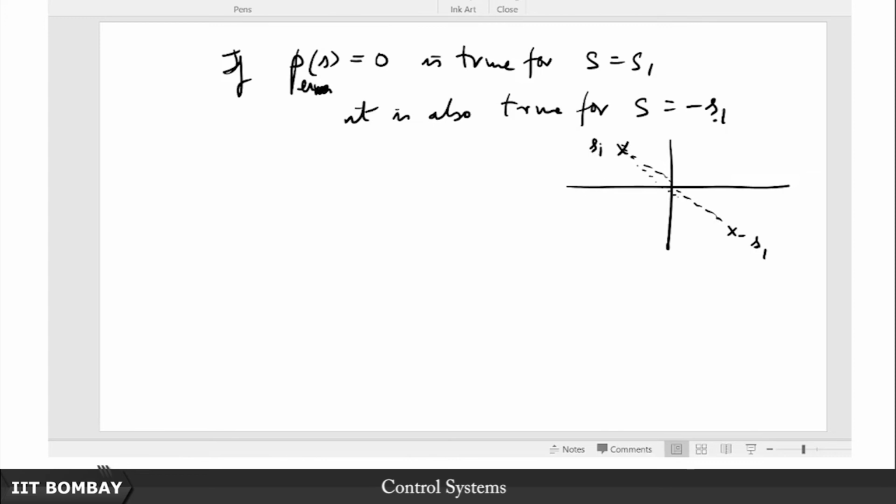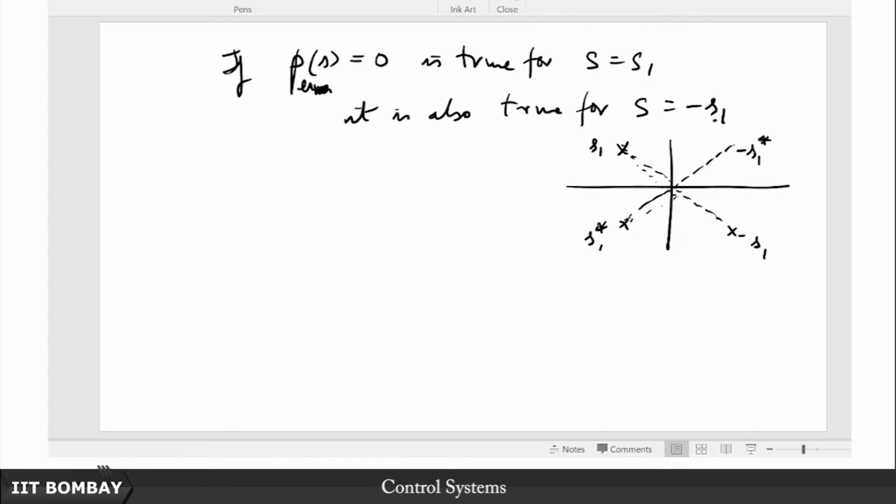But what do we also know? If s1 is a root and it is complex, then s1 conjugate is also a root, no? And by the same token, you can also say that minus s1 conjugate is also a root.